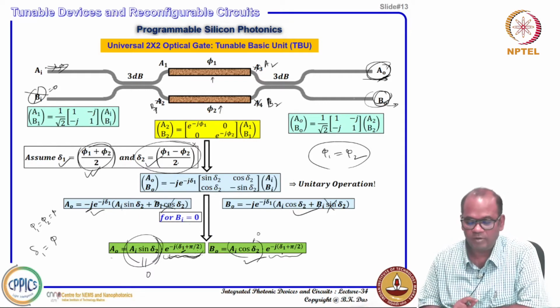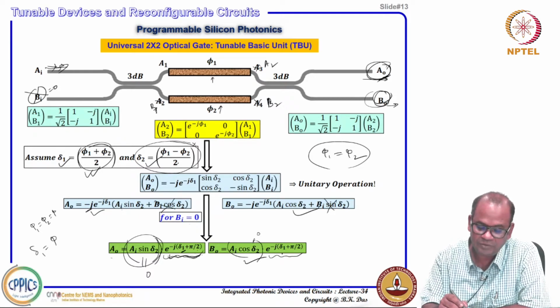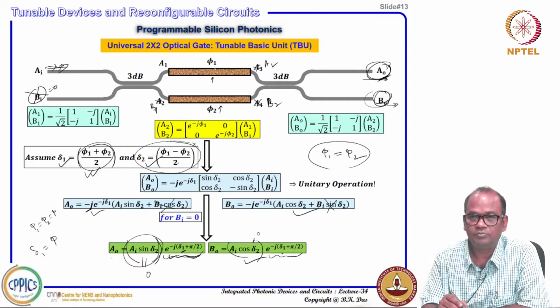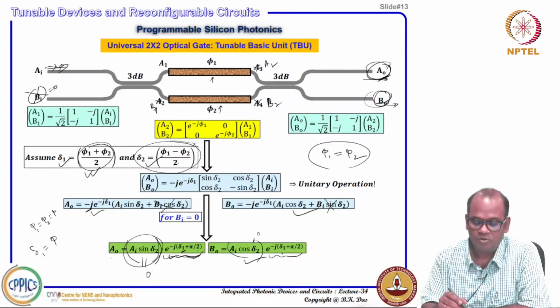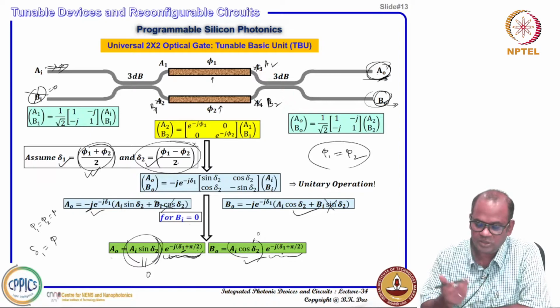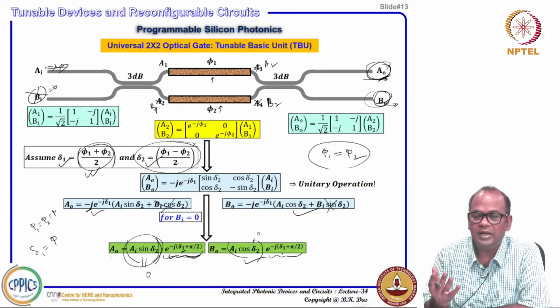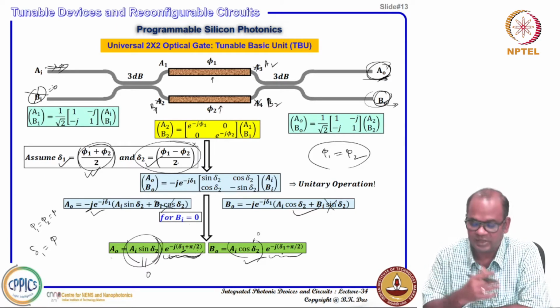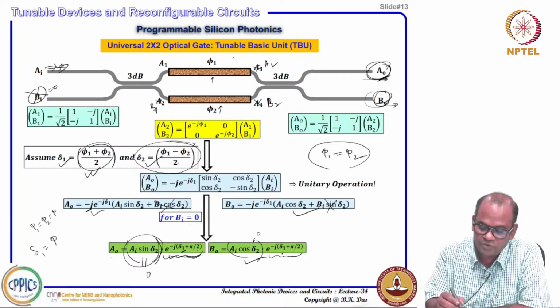So, now we have established that by integrating two thermo-optic phase shifters, we can program that. By programming that, at the output I can control both amplitude as well as phase. So, this is a very nice device, and you can use that as a building block for large integrated circuits. That is why it is called a tunable basic unit.